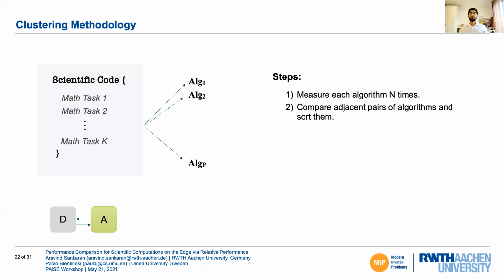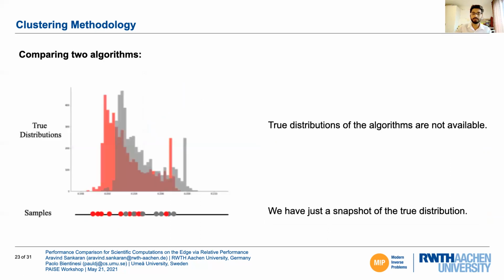And after having all the measurements, we have a histogram for each algorithm. We compare these histograms pairwise and then sort them. And then we merge ranks. So what do I mean by merging ranks? For that, let me talk a little bit about comparing two algorithms. The result of comparing two distributions can either be that one is better than the other, one is worse than the other, or the two algorithms are equivalent. So we are aiming for a three-way comparison here.